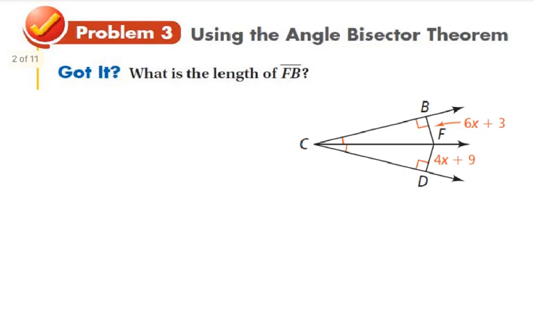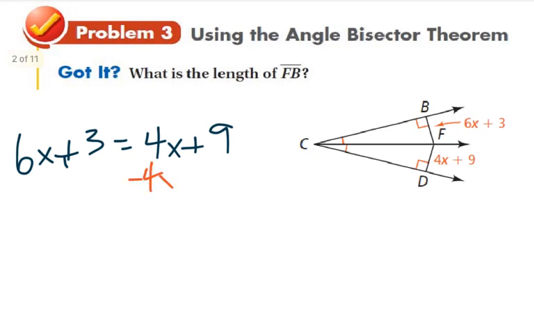Okay, in this diagram, we have an angle bisector, and we have two perpendicular line segments. So this is the second theorem that we went over. And what we can conclude is because it bisects the angle here, and because they're perpendicular here, that these two line segments are congruent. And because they're congruent, we can set them equal to each other. So 6x plus 3 is going to be equal to 4x plus 9. And then we just solve like normal. I'm going to subtract 4x.